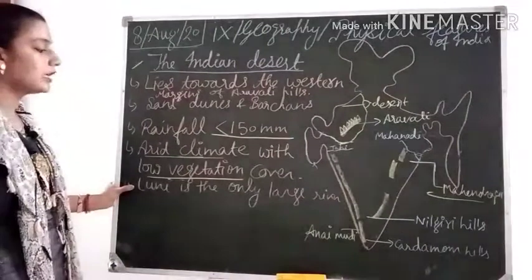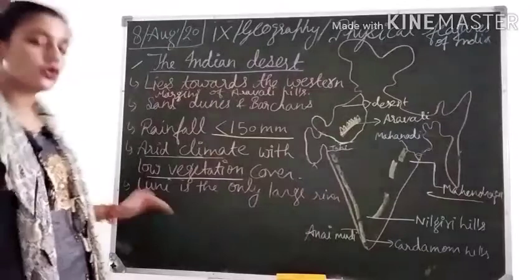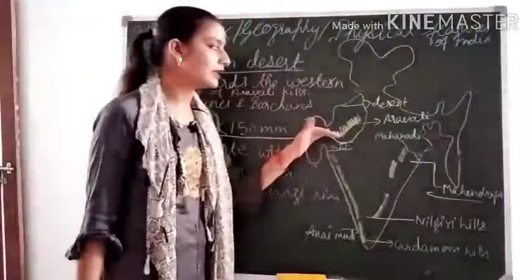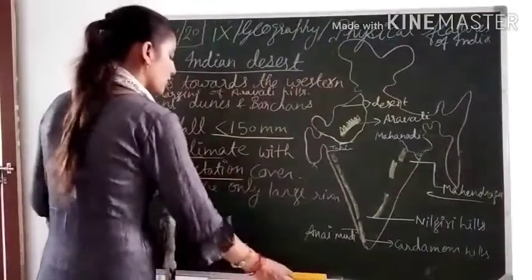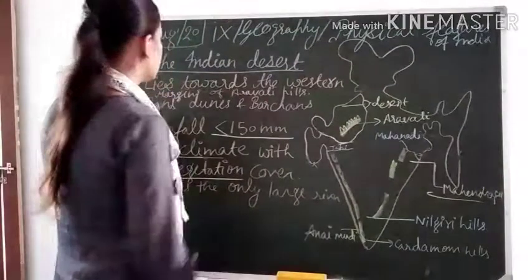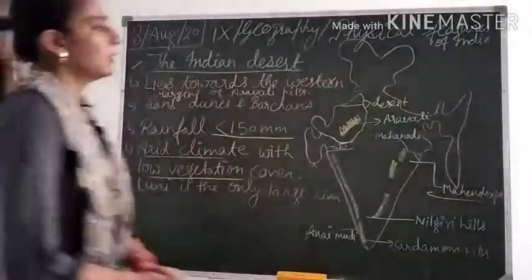Luni is the only large river, and that is also seasonal, which is found in this region. So here is this Indian desert.